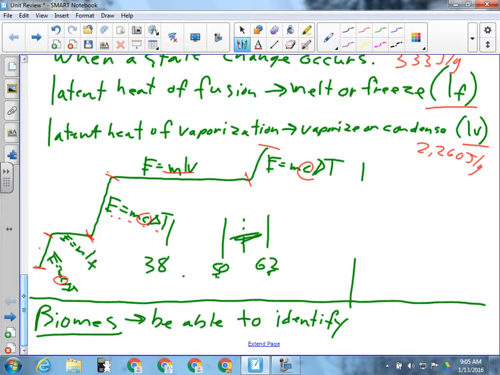Okay, and then biomes, you've got to be able to identify them. I give you a picture and a description in the multiple choice. You've got to be able to match it up with the right biome. And of course, back to the climatograms. If I give you a climatogram, you've got to match it to the biome and explain.